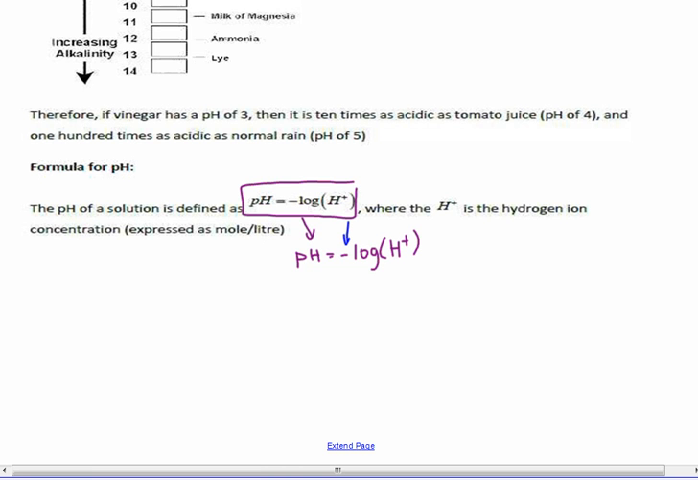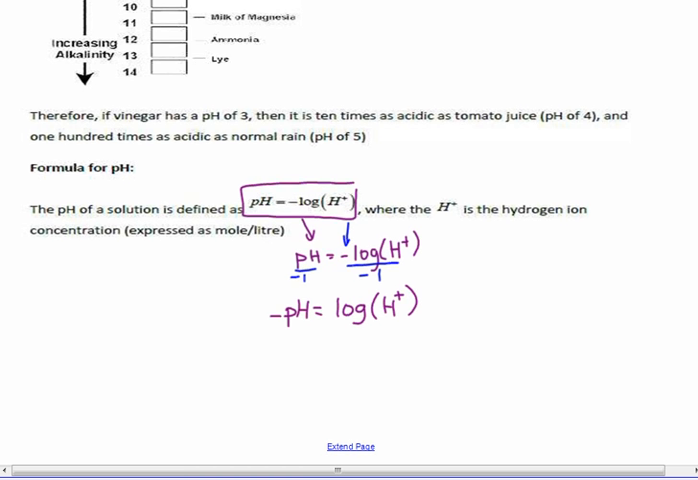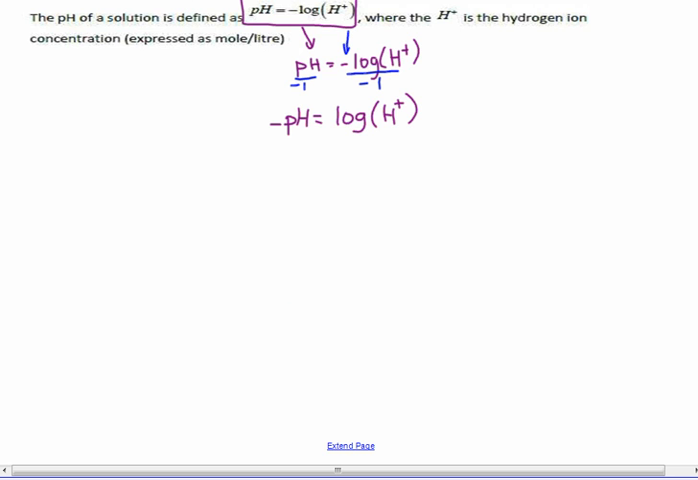Divide both sides by -1. So this side can be whatever. That's our answer, or exponent. So dividing pH by -1 gives us negative pH equals log of our hydrogen concentration. Okay, so now we can change it to exponential because the log is by itself.